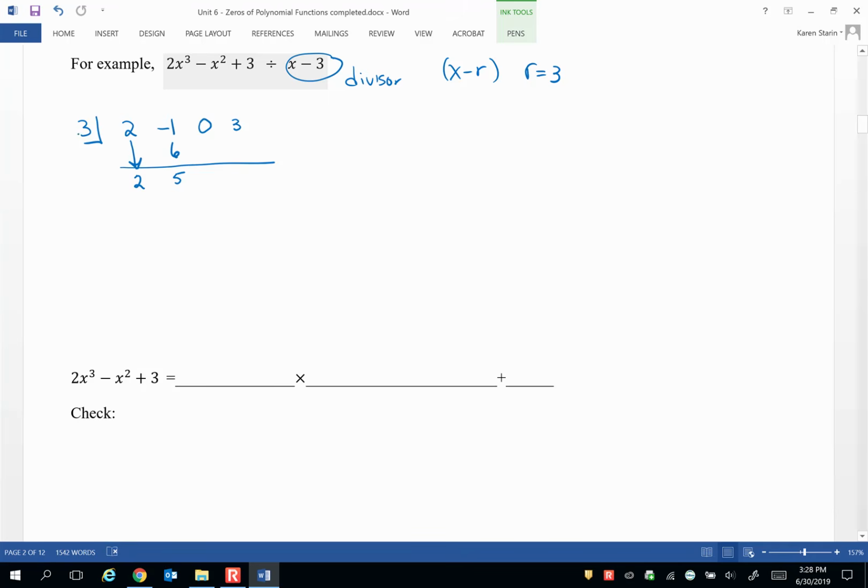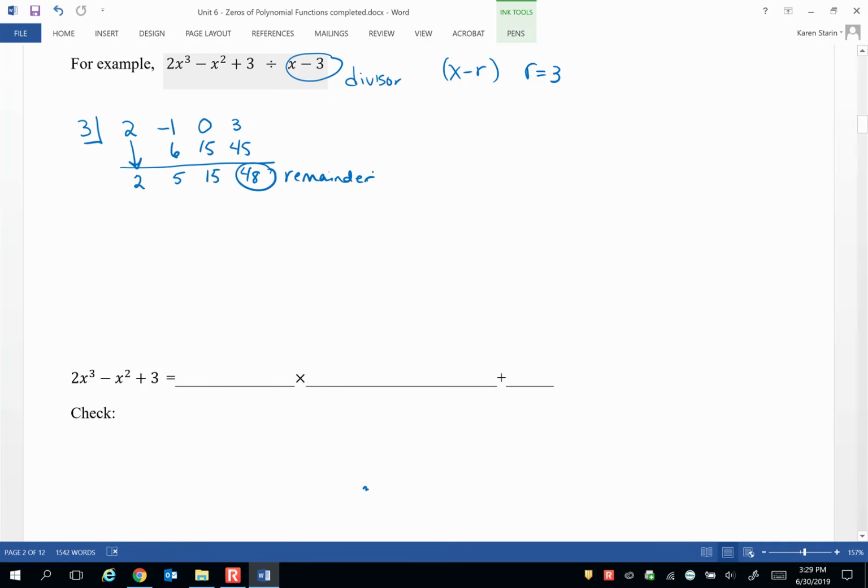So 5 times 3 is 15. 0 plus 15 is 15. 15 times 3 is 45. 3 plus 45 is 48. So now I know I'm done. I'm out of columns. So 48 is the remainder, which if you look back in your notes, we already saw that 48 was the remainder through long division.